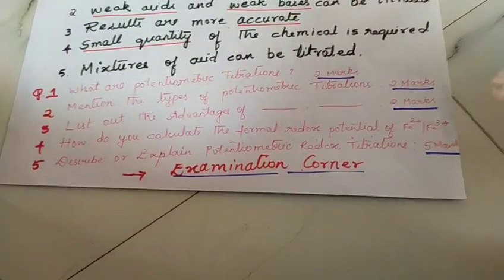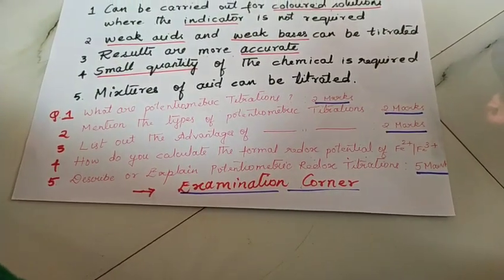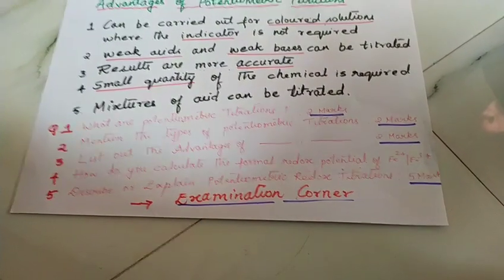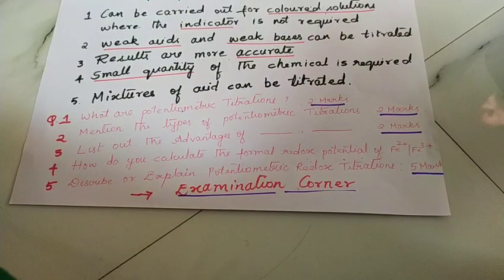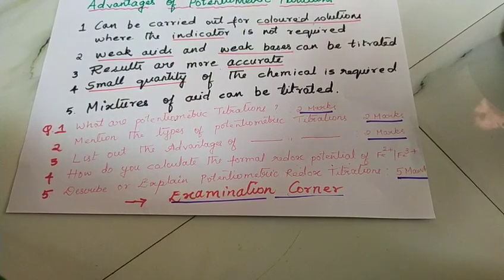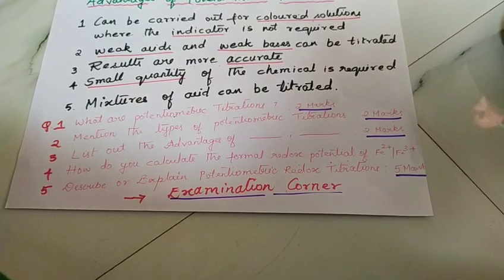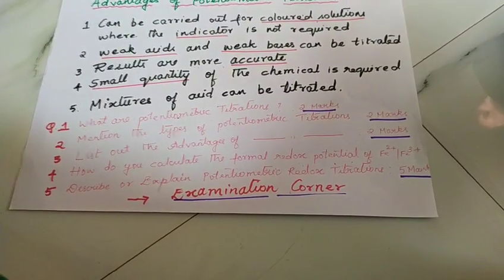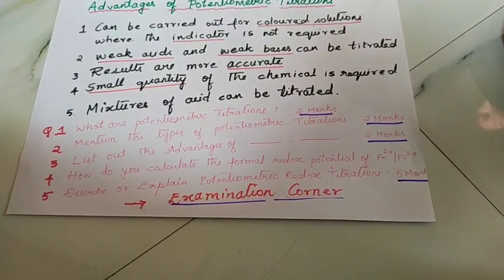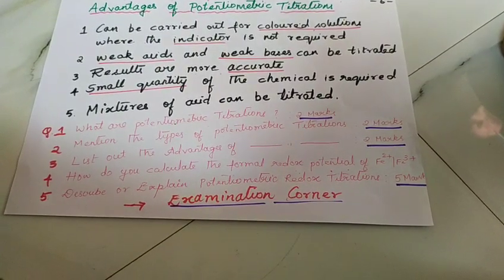Now come to the examination corner. These are the possible questions asked in the examination on this very important topic. The first question is, what are potentiometric titrations? A 2 marks question. You have to give the definition of potentiometric titrations. Second, mention the types of potentiometric titrations, a 2 marks question. List out the advantages of potentiometric titrations, a 2 marks question. How do you calculate the formal redox potential of Fe2+/Fe3+, a 2 marks question. Finally, describe or explain potentiometric redox titrations, a 5 marks question.